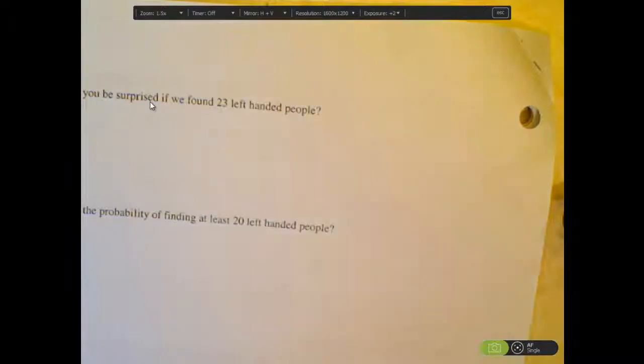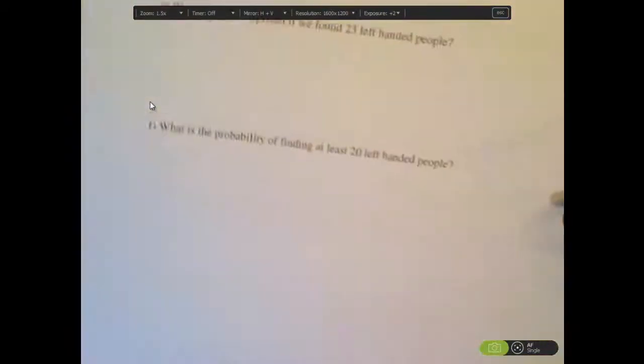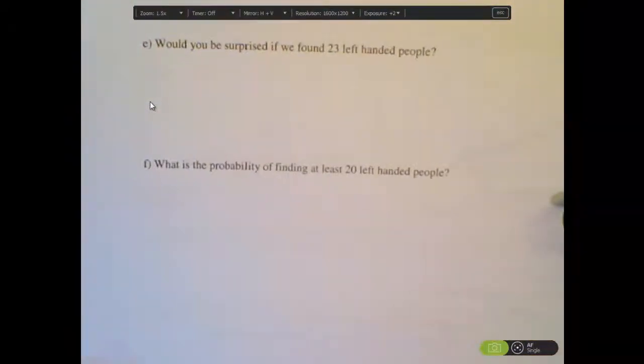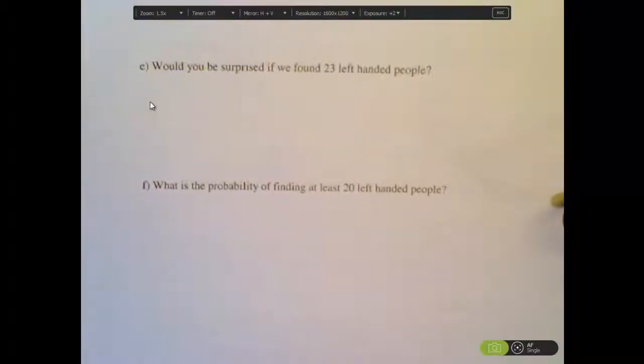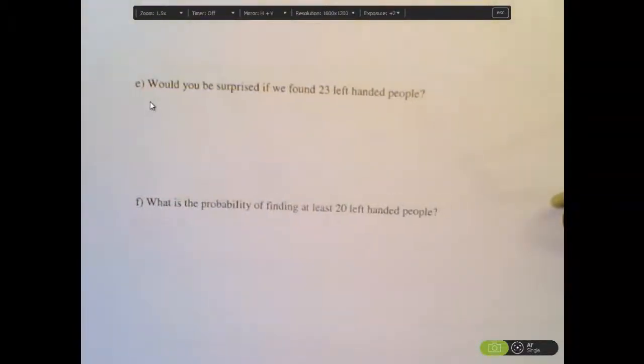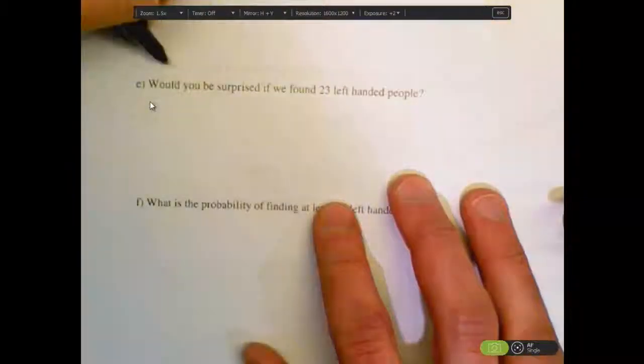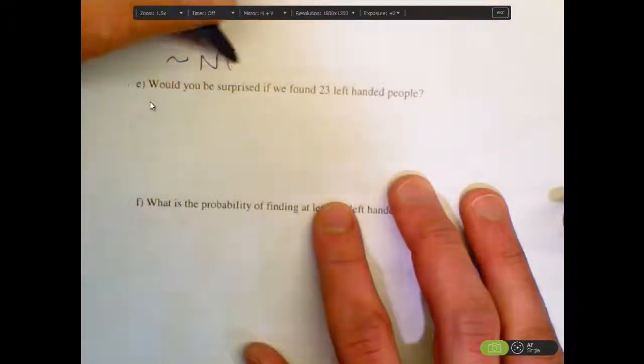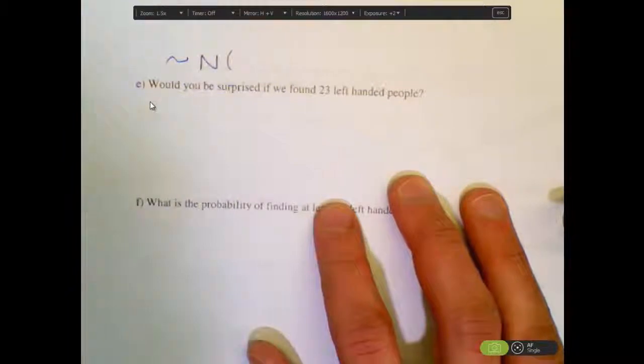Okay, so kind of continuing on where we left off, we just said, yes, we can use the normal model as an approximation for the binomial probability model. So now it's saying, would you be surprised if we found 23 left-handed people? Okay, well, if you think back to the previous page, we calculated a mean, we calculated a standard deviation. So we had a mean of 15.6.